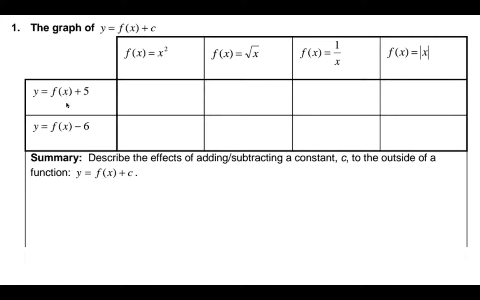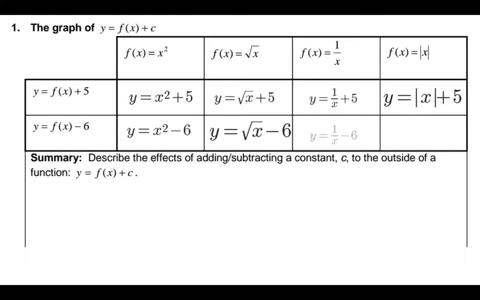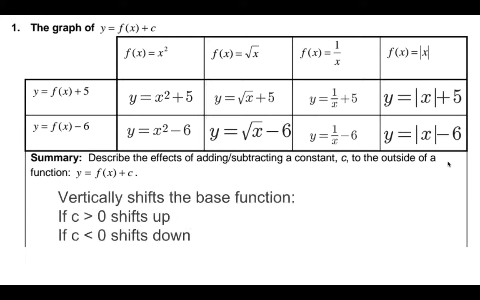What would it look like to have f(x) + 5? And so as we go, this one's x squared plus 5, and so you'll notice that the plus 5 always shows up on the outside of the function, and the minus 6 shows on the outside of the function as well. And if you graph these, you'll notice that the parabola is just going to be shifted up 5 or down 6. The root graph will be shifted up 5 or down 6. The 1 over x graph will be shifted up 5 or down 6. And the absolute value graph is up 5 or down 6.